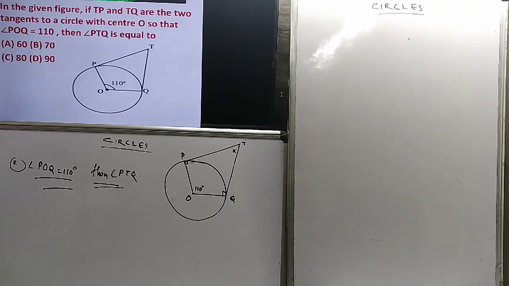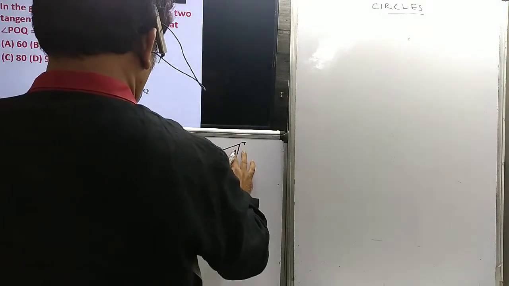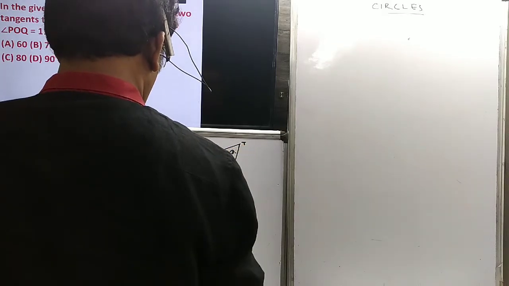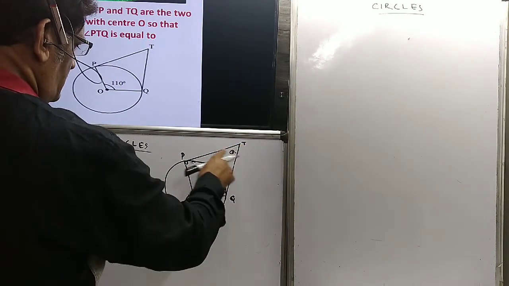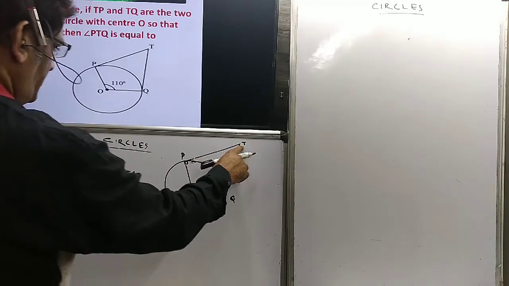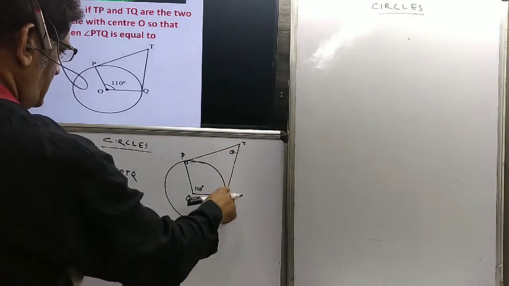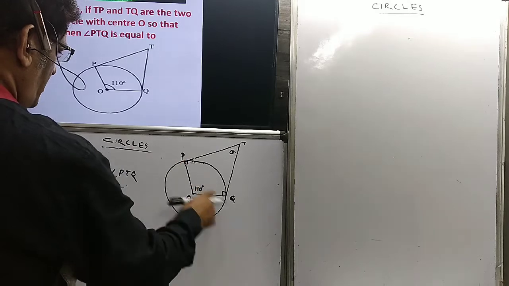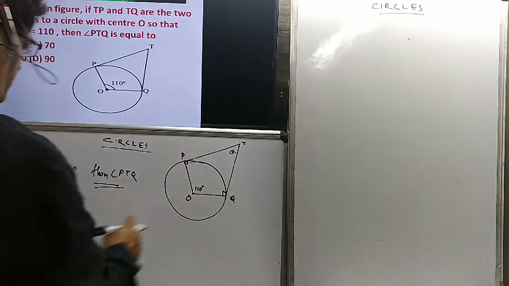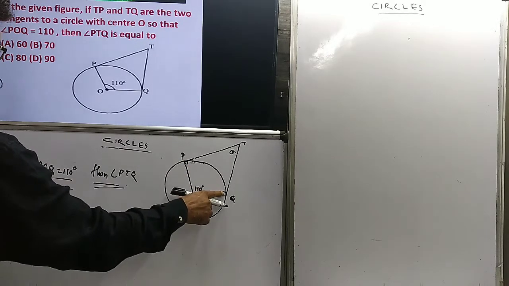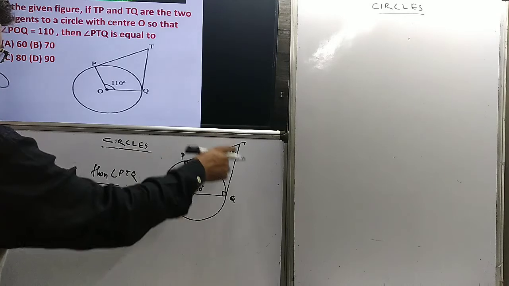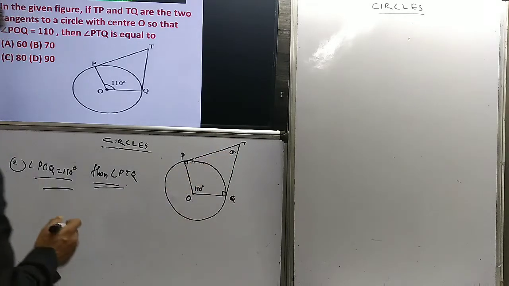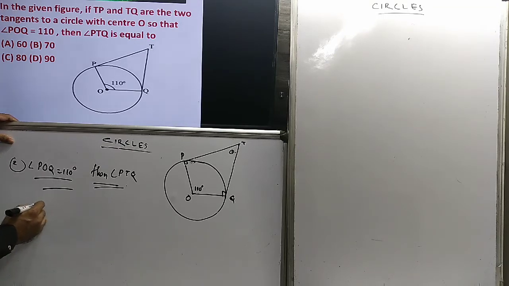We have already seen the theorem yesterday that the angle made by these two tangents at the exterior point T, and the angle made by the points of contact at the center, are supplementary to each other. The reason is that this angle and this angle are 90 degrees because the radius is perpendicular to the tangent at the point of contact. So 90 plus 90 is 180, and the sum of these four angles is 360, which means the remaining two are 180. So we can take a complete theorem also.